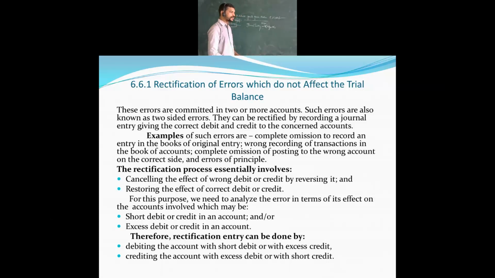Then further, for the purpose we need to analyze the errors in terms of their effect on the accounts involved. That is what we have to see: whether it is a short debit or credit in the account. First, you have to find it out. Which side are you getting a shortage? Is it the debit column or credit column where you are getting the shortage? You have to find it out first. Then excess in the debit or credit in an account, whichever ledger accounts you have opened: where is it excess, in the debit column or credit column, and why is it excess.